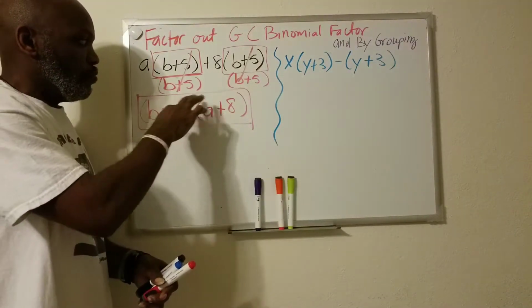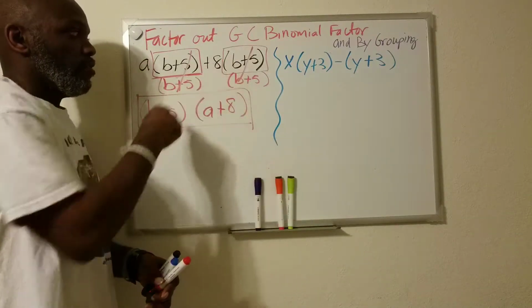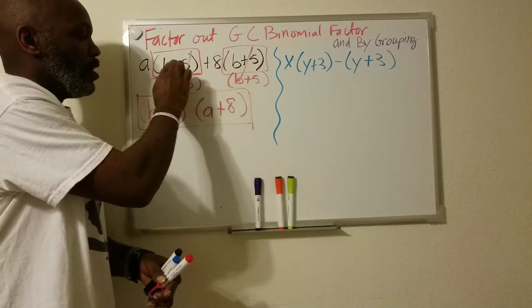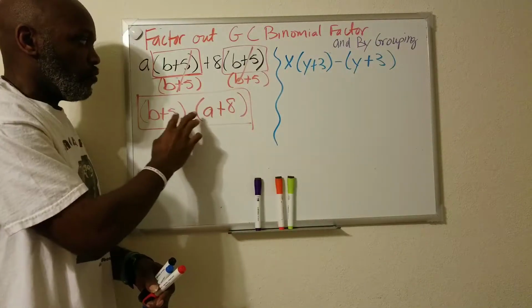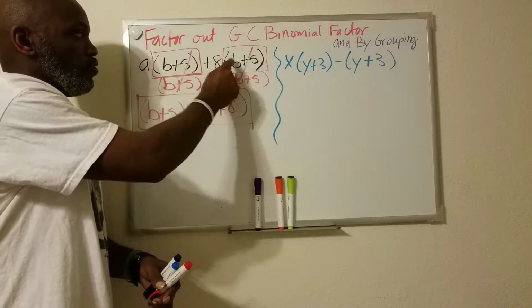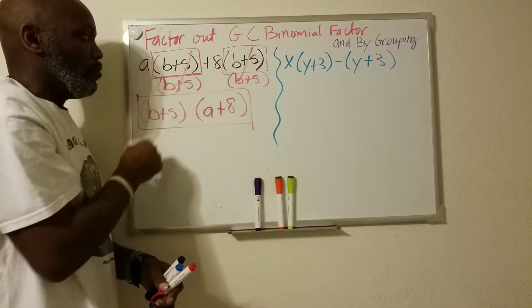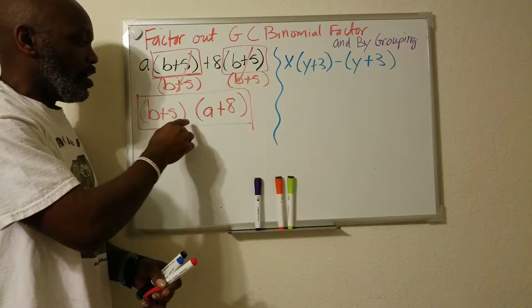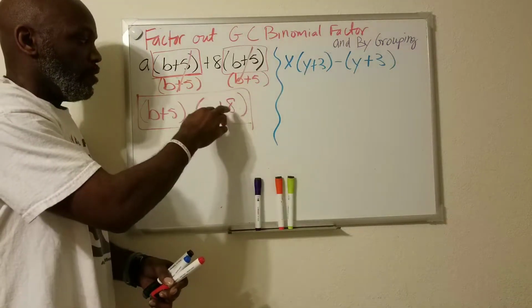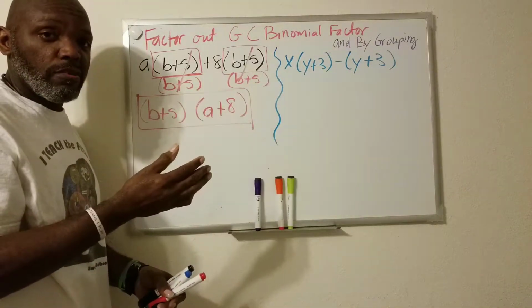And so if we were to multiply those back together, we would end up with this answer here, okay? If we were to multiply these two together, okay? So here are your factors of these two binomials. Here's a binomial, here's a binomial, okay? And so you have B plus 5 times A plus 8. Is your answer pretty simple? I just made it a little longer than it had to be, right?